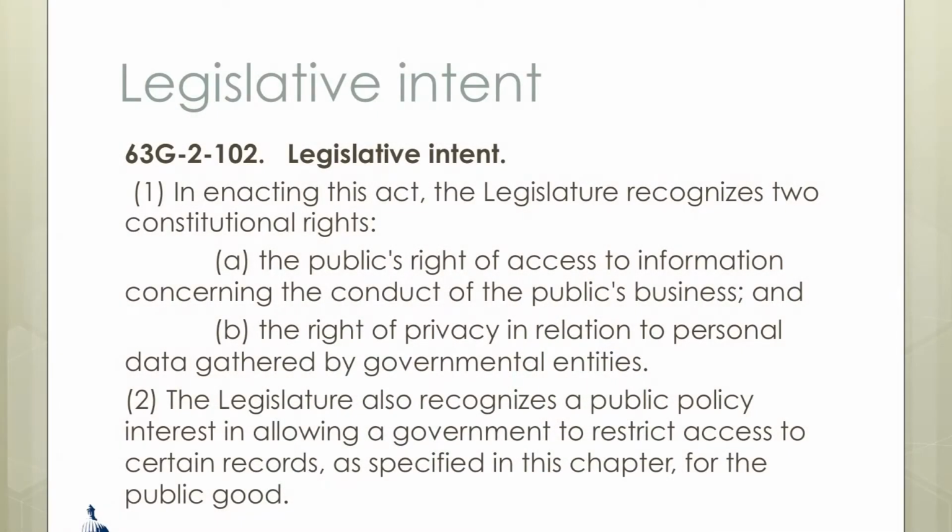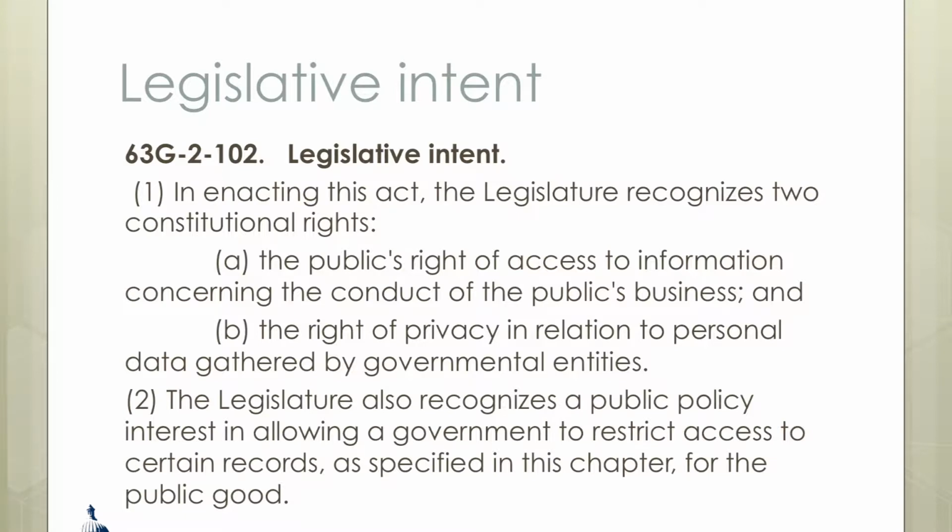So in the first section, the legislature recognizes two constitutional rights. It says the right of the public to access information about the government. I'm not quoting this directly, but the right of the public to access information about government, the right of transparency on the one side, and then on the other side, the rights of individuals to have information about them remain private.